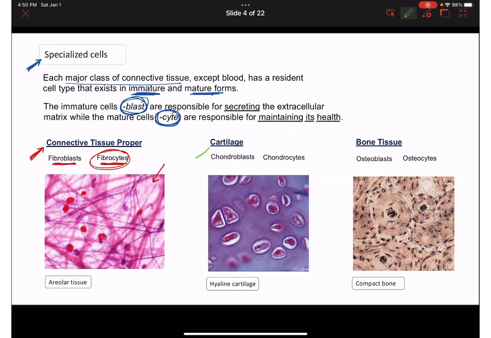In cartilage, the specialized cell type we're going to find are chondroblasts and chondrocytes. Chondro means cartilage. And here we have hyaline cartilage. And what I'm circling there are individual chondrocytes. And again, I'm guessing that these are chondrocytes because this is healthy, mature cartilage tissue. If you're making new cartilage, then you're more likely to see the chondroblasts because they're going to be responsible for making the new cartilage.